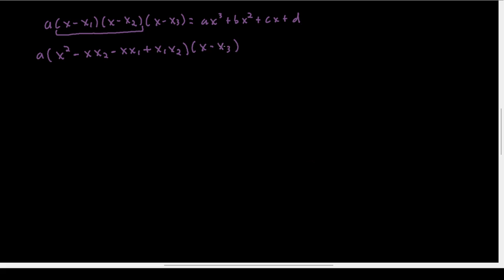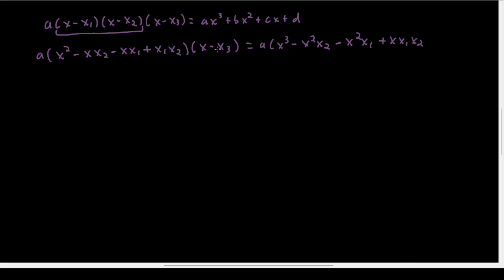Now let's FOIL these two polynomials. So x squared times x is going to be x to the third. And then minus x times x2 is going to be negative x squared x2. And then x times x1 is going to be negative x squared x1. And then x times positive x1 x2 is going to be positive x1 x2 x.